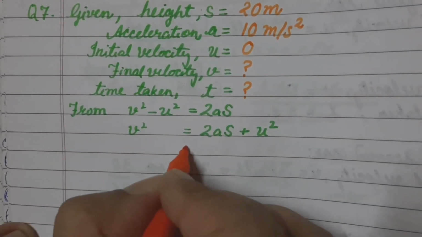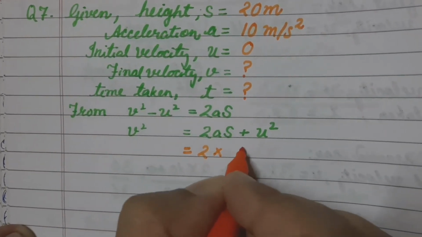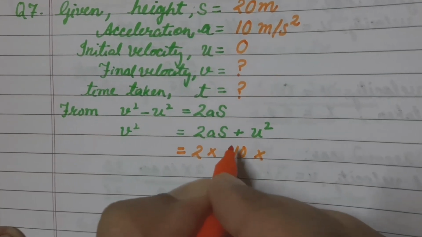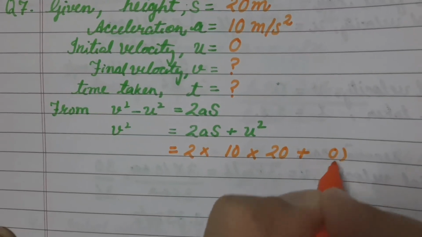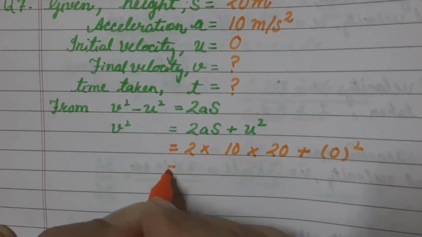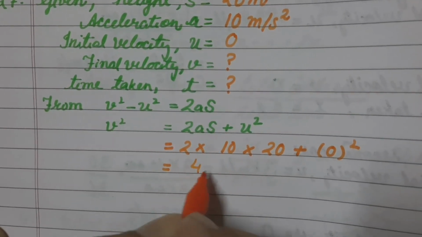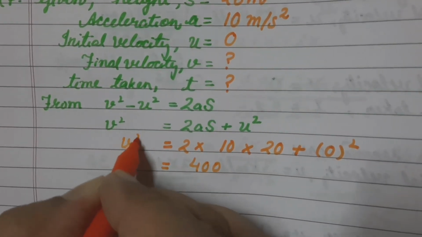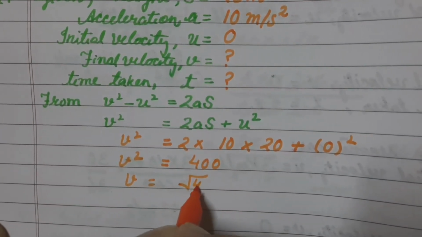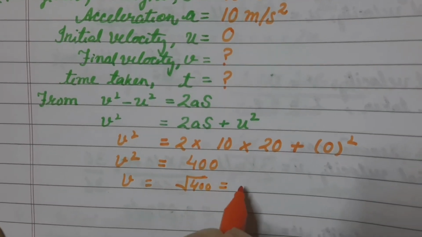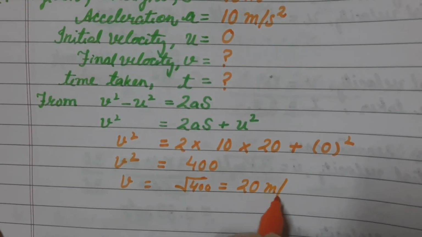Now we will fill in the values. 2 multiplied by acceleration multiplied by s, that is 20, plus u square, which is 400. This is the value of v square. Now v is the square root of 400, which is 20. This is velocity, that's why the unit is meters per second.